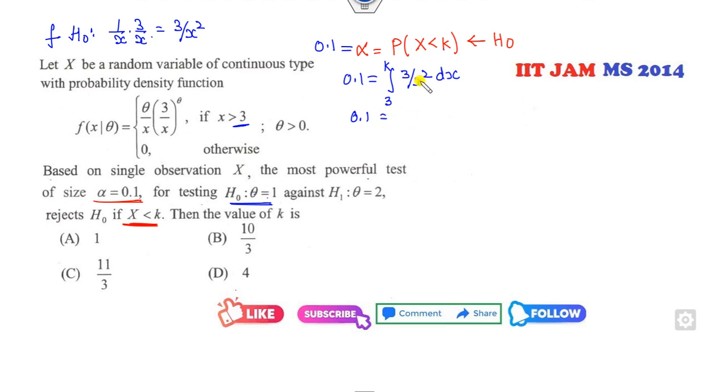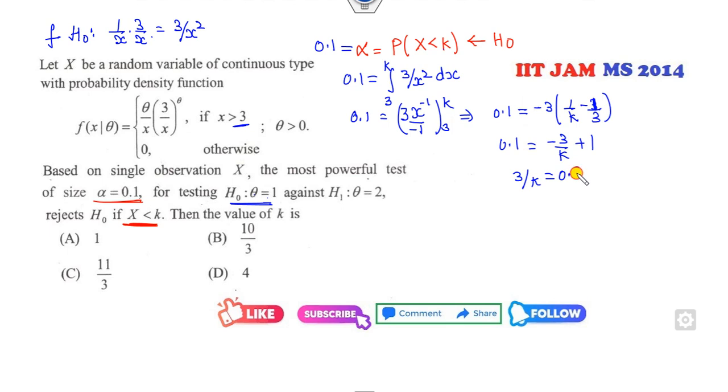What is the integration of this? It's x raised to power minus 1 over minus 1 from 3 to k. So it means 0.1 equals minus 3 times, 1 over k minus 1 over 3. So if I open this bracket, it's minus plus 1, it's 0.1. So 3 over k is 0.9. So k will be 3 over 0.9, that means 30 over 9. 10 over 3 is the right answer of this problem.